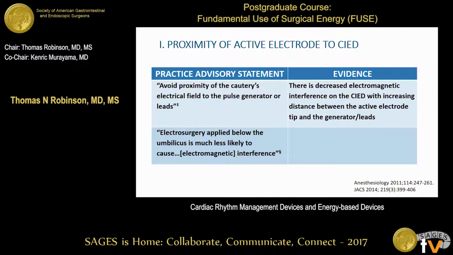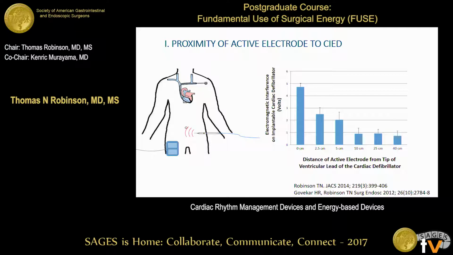And both the guidelines and evidence that we generated in the lab show that you should avoid the proximity of electrosurgery, your monopolar pencil, to the generator or the leads of the generator. And there's a nice dose response. What we did is we were in an anesthetized pig, and we had a pacemaker in place, and we activated right over the tip of the lead, and then 2.5 centimeters, 5 centimeters, 10 centimeters, 25 centimeters, and 40 centimeters away from the tip of that lead. And you can see that once you're about 10 centimeters away, it kind of plateaus out.